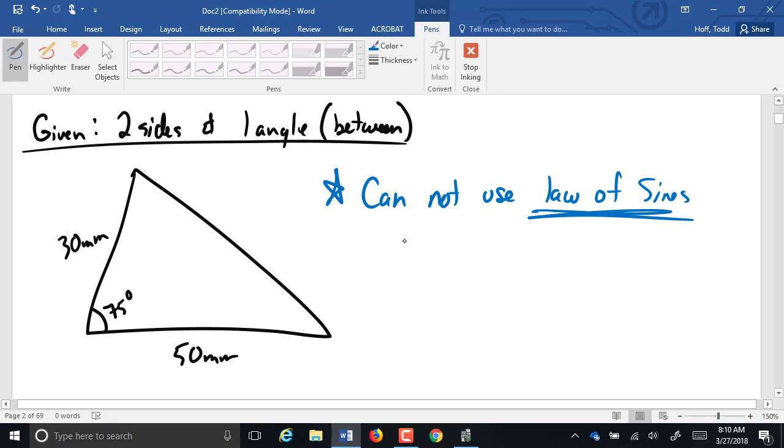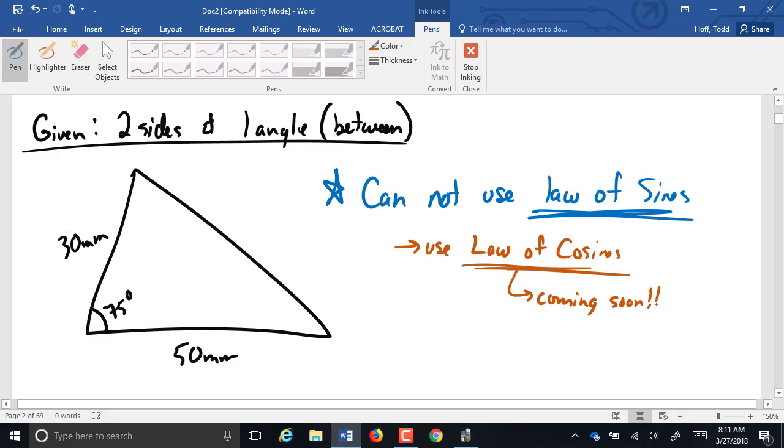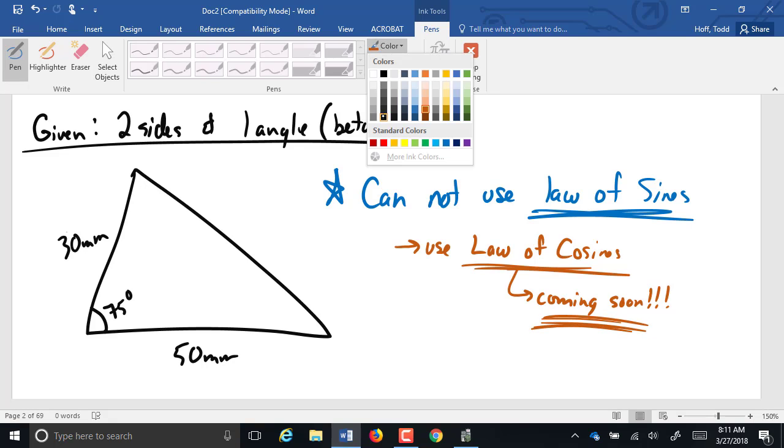This one will actually end up using something called the law of cosines. We'll probably touch on that. Build the suspense.